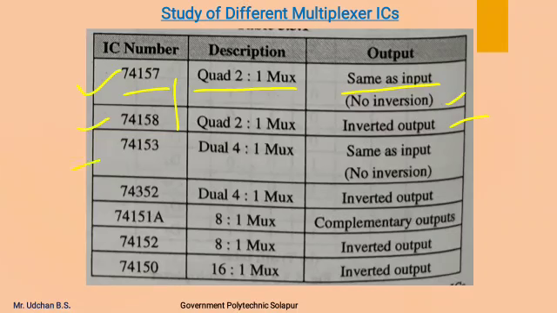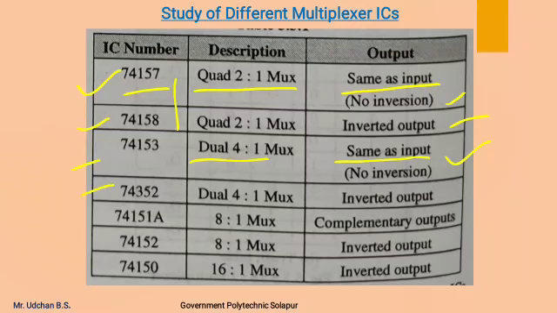Now the next IC is 74153. It is a dual 4:1 multiplexer IC. It means it contains two 4:1 multiplexers on a single chip, and its output is same as that of input. It means if a selected line has 0 input, we get a 0 output. If a selected line has 1 input, we get a 1 output. It means no inversion is available on the output line.